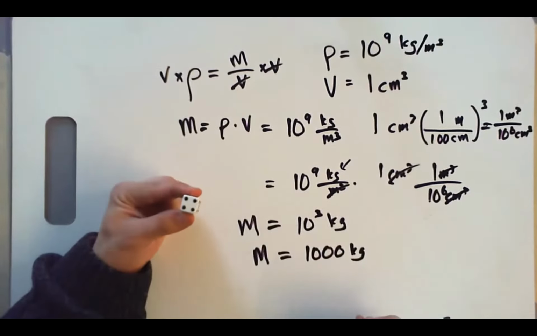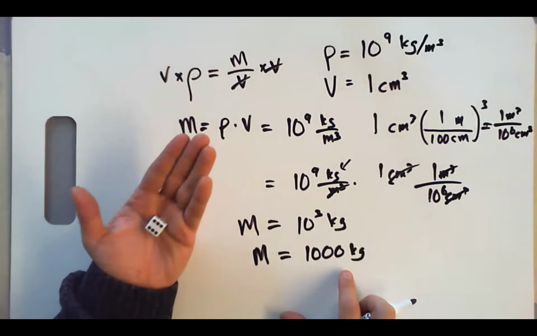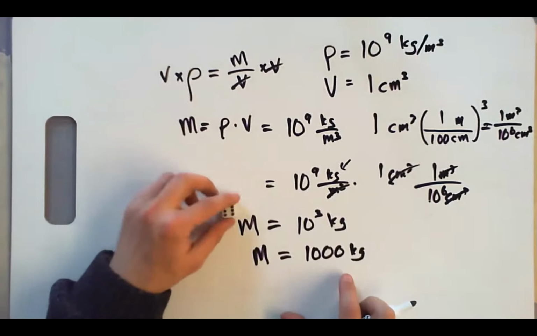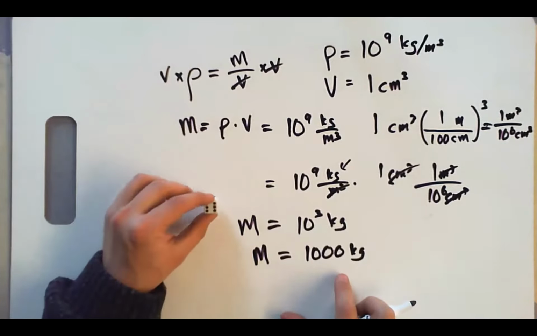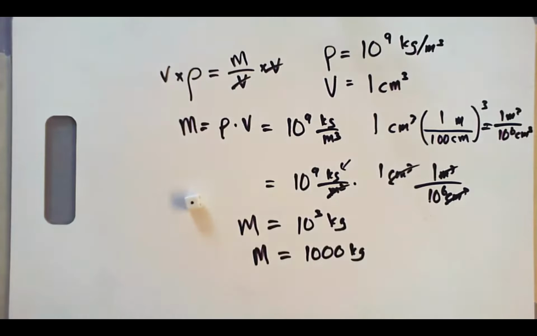A cubic centimeter of white dwarf material, a teaspoonful of material of white dwarf, has a mass of 1,000 kilograms, a metric ton. I would not be able to hold this in my hand. It would be breaking through my hand and going to the floor. That is an extraordinarily large density. That's what that means. The density is very high. So a very large amount of mass fits into a very small volume. So that's one of the cool things about white dwarfs, is they're extraordinarily dense.